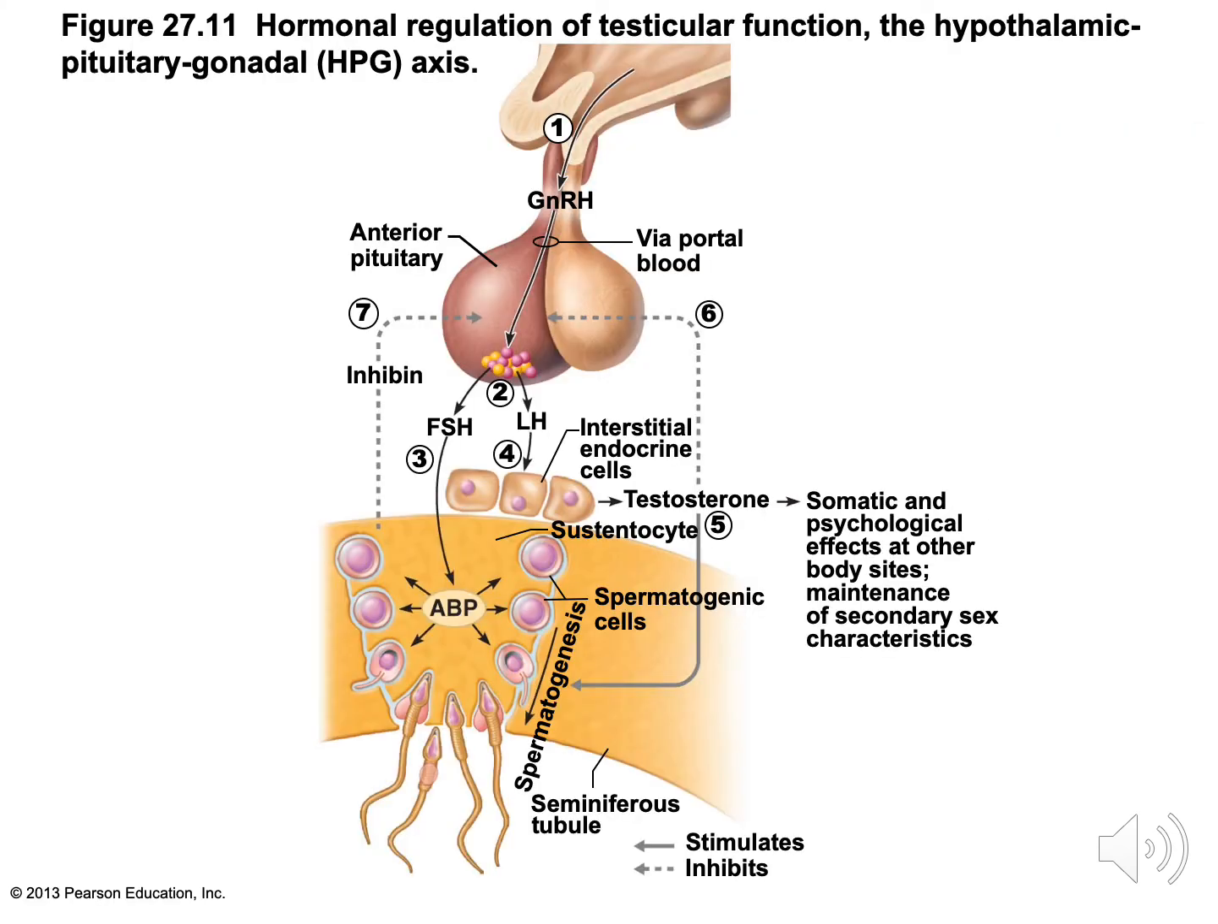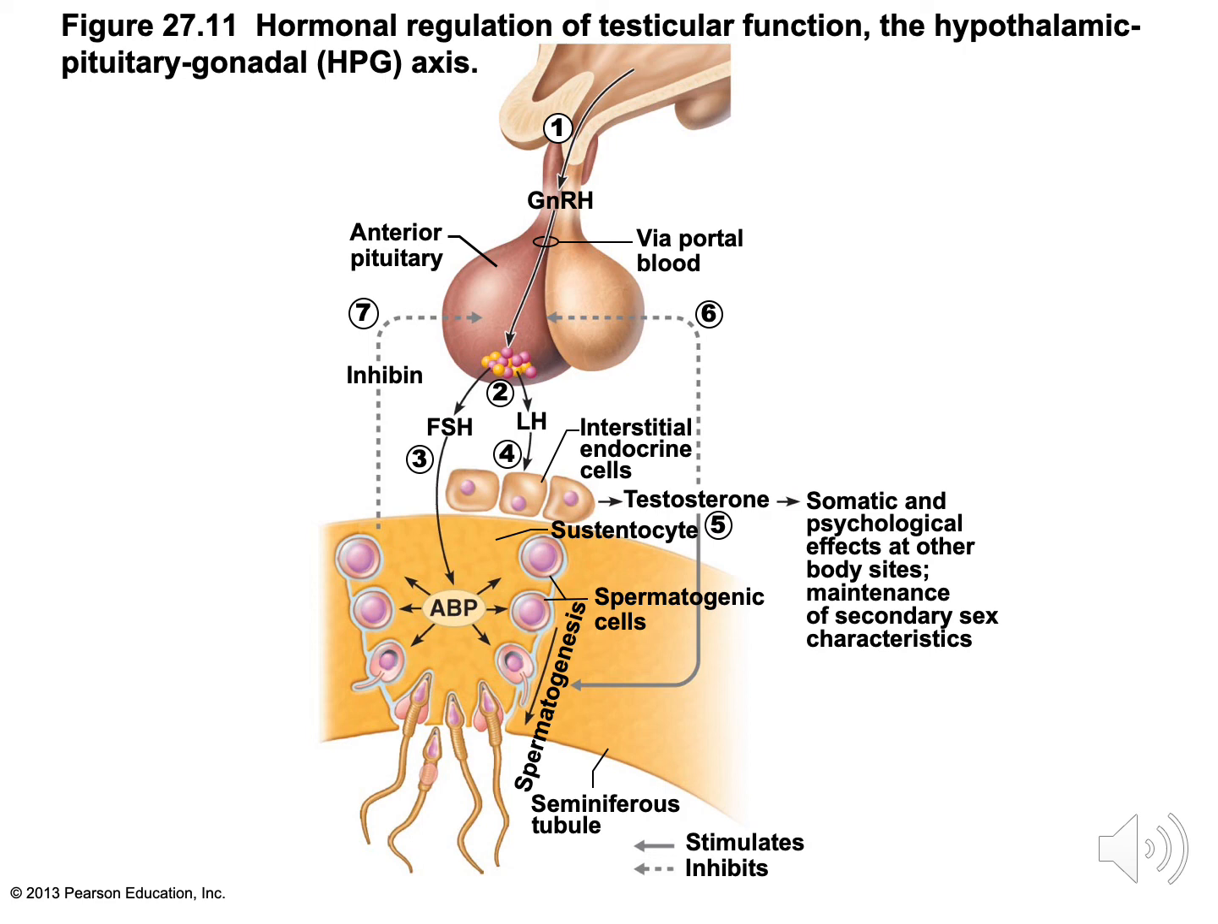As I mentioned, I'd walk you through this process again and how the HPG axis is going to go. So again, we start from the very top, where the hypothalamus is going to release GnRH to the anterior pituitary. The anterior pituitary then is going to release two hormones, FSH and LH. Those two hormones act on two different populations of cells. So let's start with FSH first. FSH goes to the Sertoli cells, or the sustentacytes.